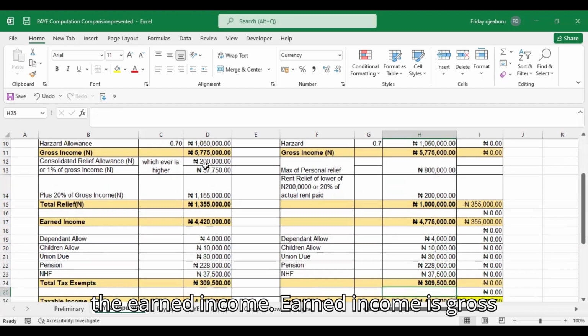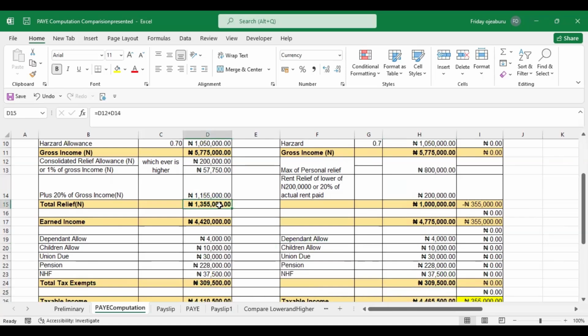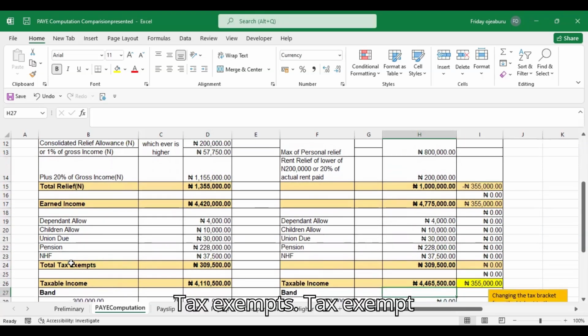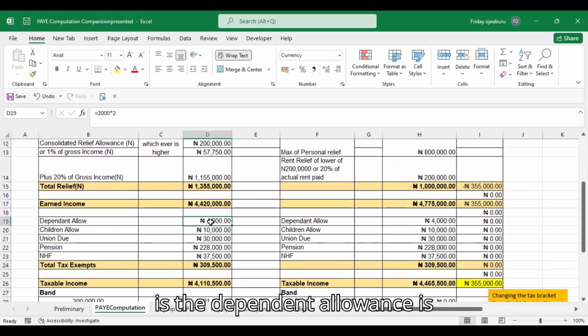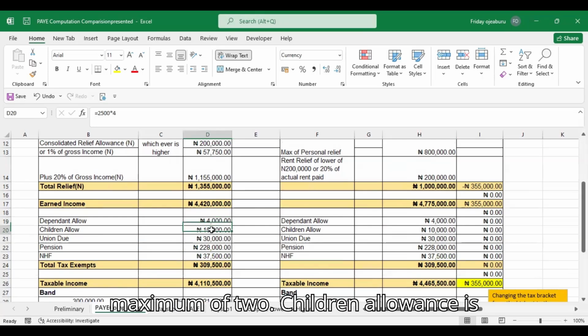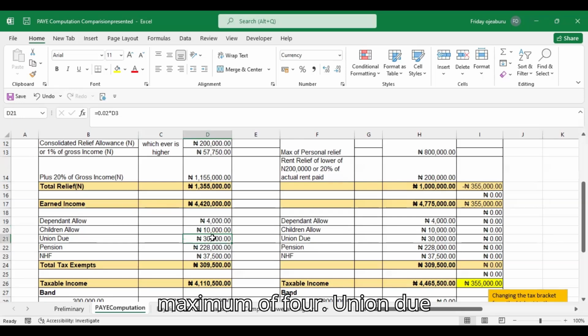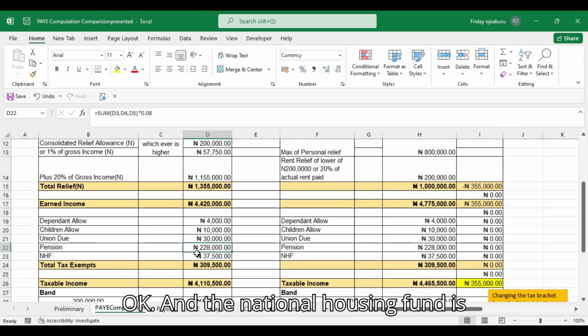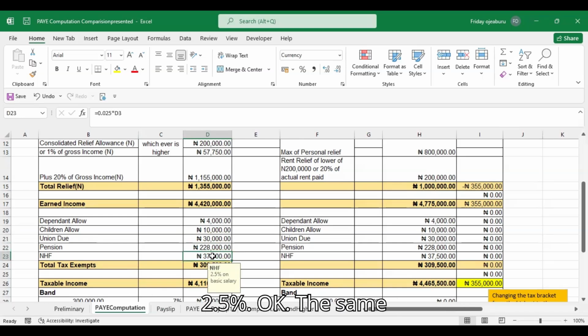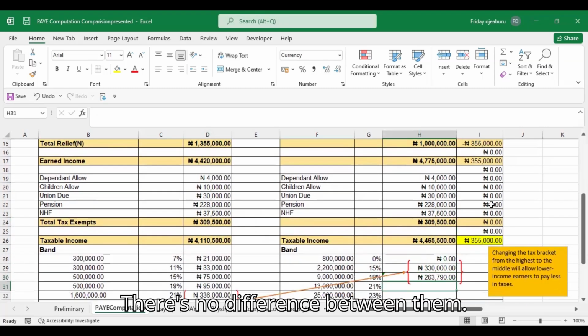Then you can see the earned income. Earned income is gross income minus the total relief. Now let's determine the tax exempts. Tax exempt includes the dependent allowance, which is a maximum of 2, children allowance, which is a maximum of 4, union dues, which is 2% of basic, and the pension, which is the addition of the basic salary, the transport, and the housing, and 8% of that amount together. And the National Housing Fund is 2.5%. The same applies to the proposed method. You can see that the two amounts are equal, there's no difference between them.